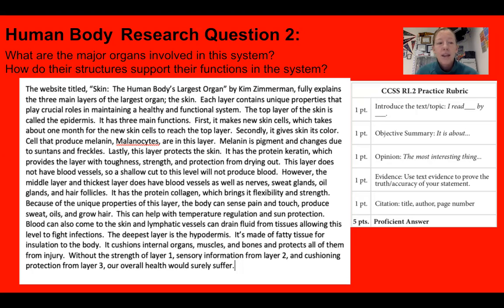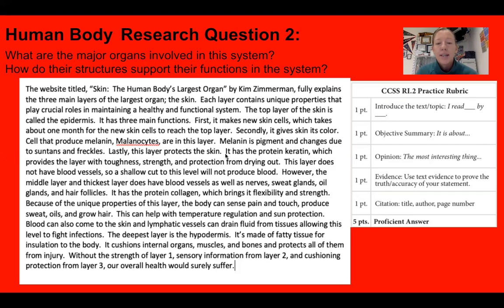The top layer of skin is called the epidermis. It has 3 main functions. First, it makes new skin cells, which take about 1 month to reach the top layer. Secondly, it gives skin its color. Cells that produce melanin, melanocytes, are in this layer. Ooh, I already see something that needs to be fixed. I should say cells. So remember, this is my draft, and I'm going to edit that when I get to the next step. Melanin is pigment and changes due to suntans and freckles.